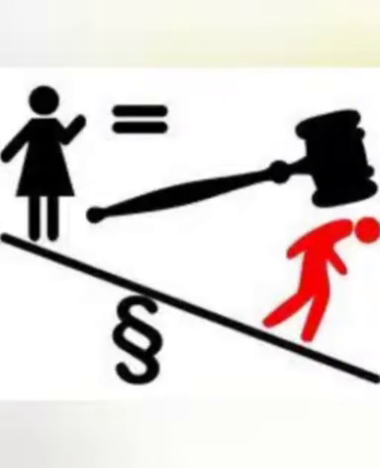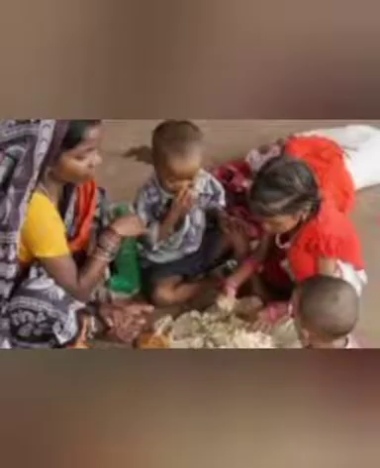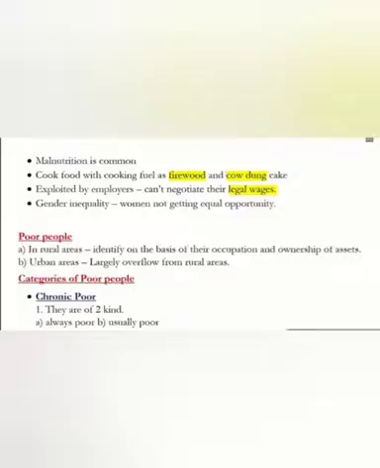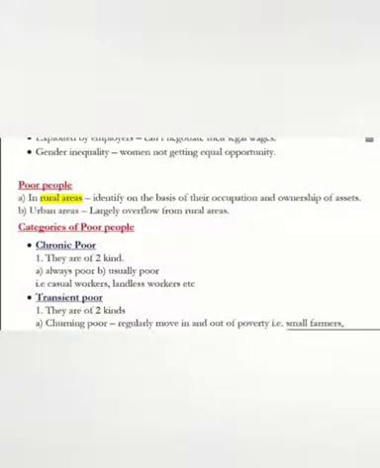Gender inequality, mainly we observe in this category. Women do not get equal opportunities. Poor people exist in rural areas and in urban areas. We observe carefully. In rural areas, they are identified on the basis of their occupation and ownership of assets. In urban areas, they are largely an overflow from rural areas.